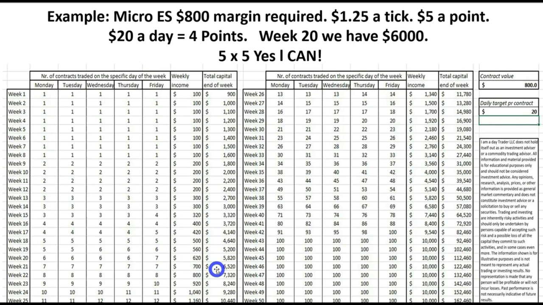Five by five, yes, I can. Just 5 micro trades a day will get you there, or 3 8-tick trades a day on CL. It depends on the market that you're trading, of course. What I meant by that was some markets will have different tick values, or whether you're trading Forex or whatever.